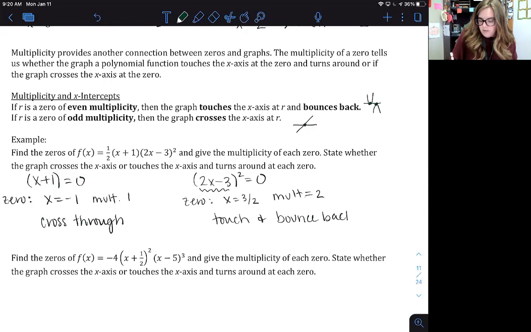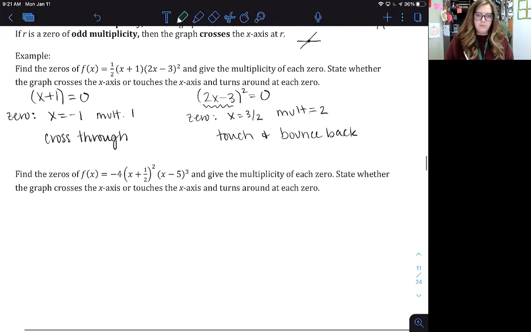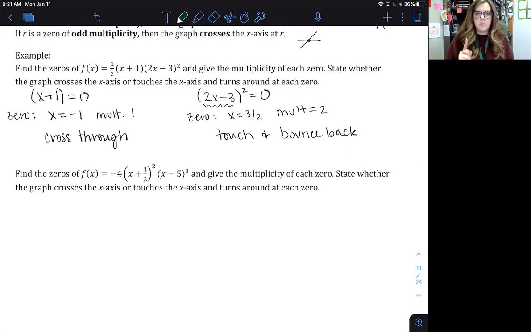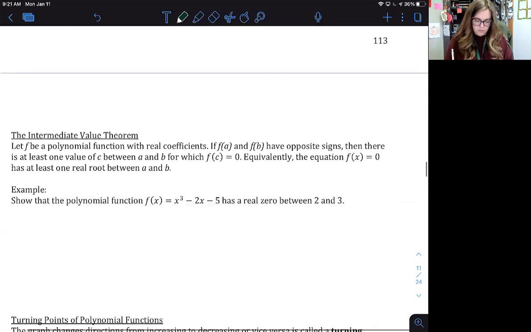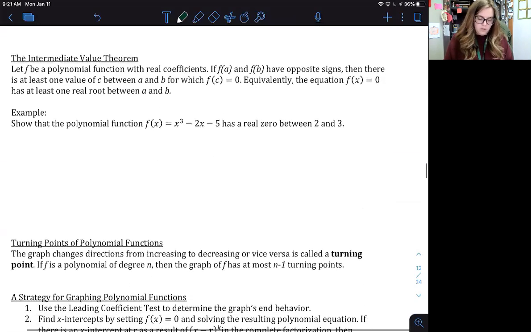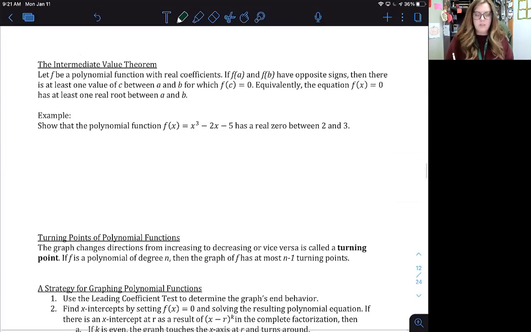Or turn around, however you want to write it. Okay. So now I want you to try the second example. And make sure you state what the zero is, the multiplicity, and then what the behavior is at the x-axis. All right, so once you know those, then we can look at the intermediate value theorem to see what happens between two x values and two zeros.